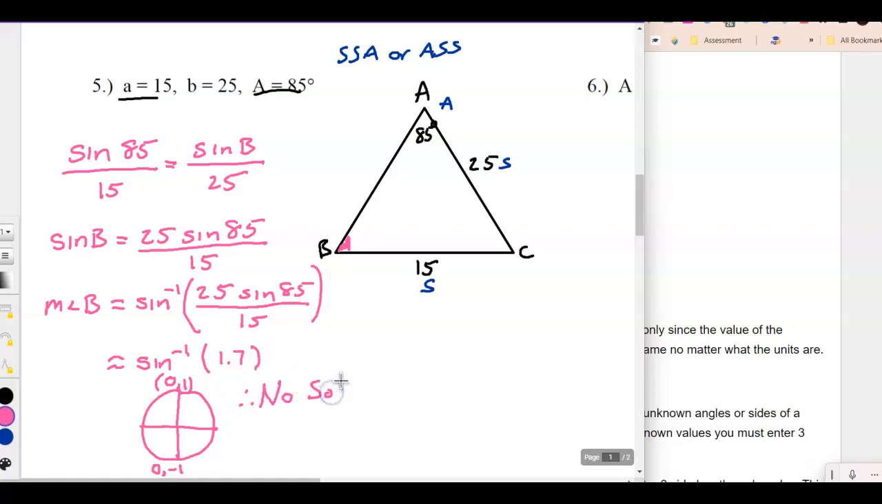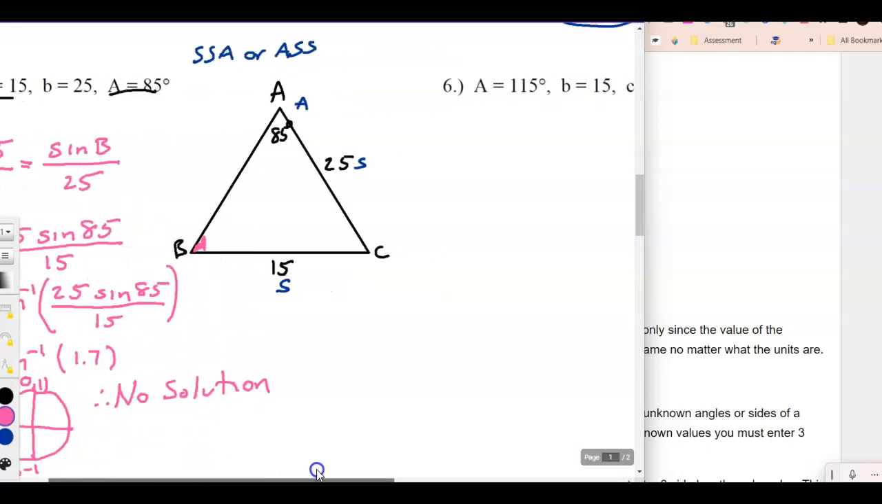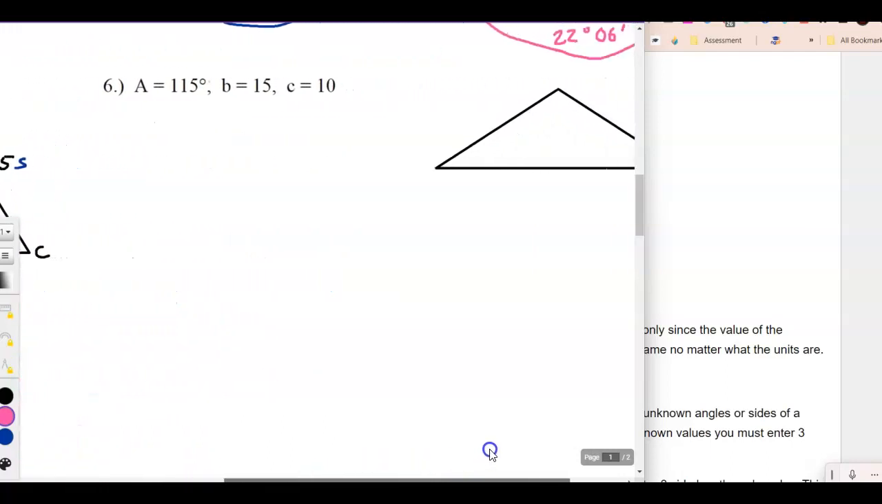Now, geometrically, what that means is that it is impossible to actually make a triangle with an angle of 85 and two sides of 25 and 15. If you actually try to construct it, it would be physically impossible to create. So that's why we have no solution, because no such triangle exists. Alright, good.